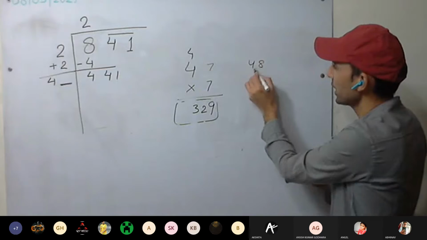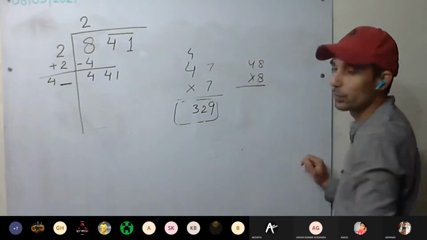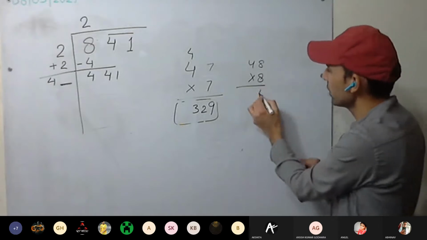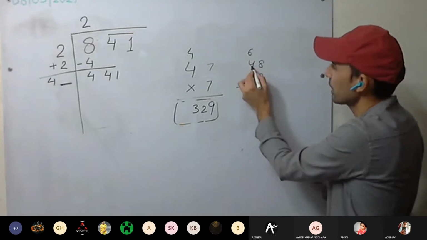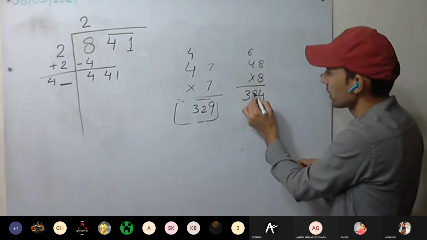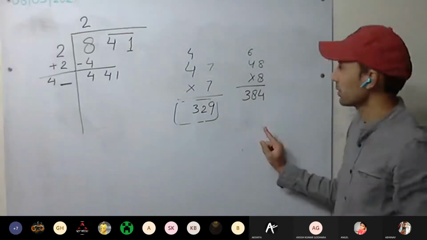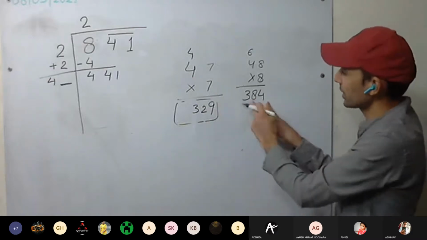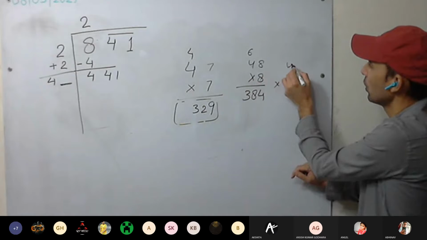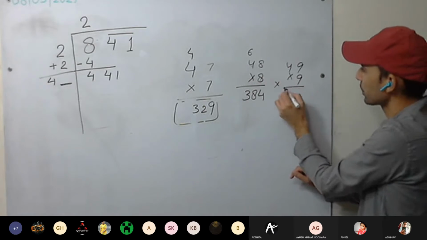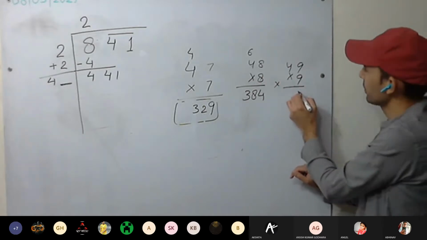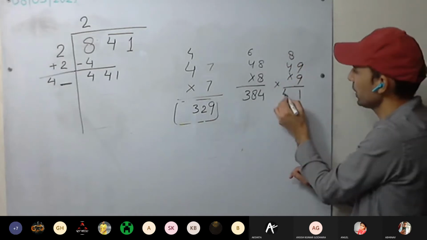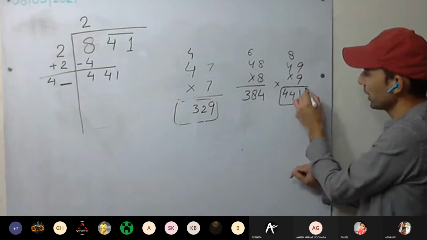Now check for 8. 48 into 8. 8 8 ja 64, 6 32, 384. Again it is less. Check once more. 49 into 9. 9 9 ja 81, 9 4 ja 36. It will be 441.